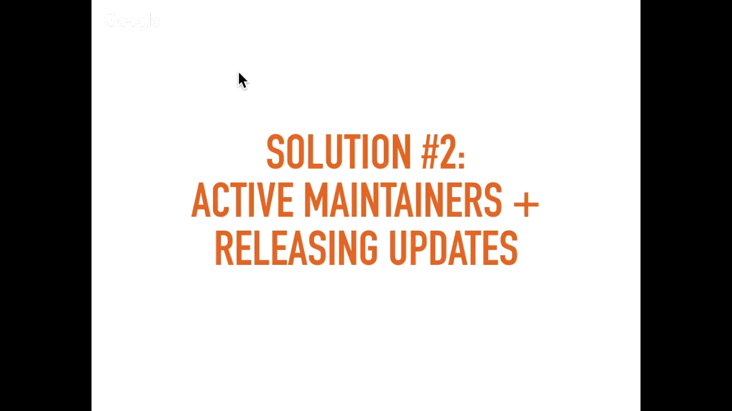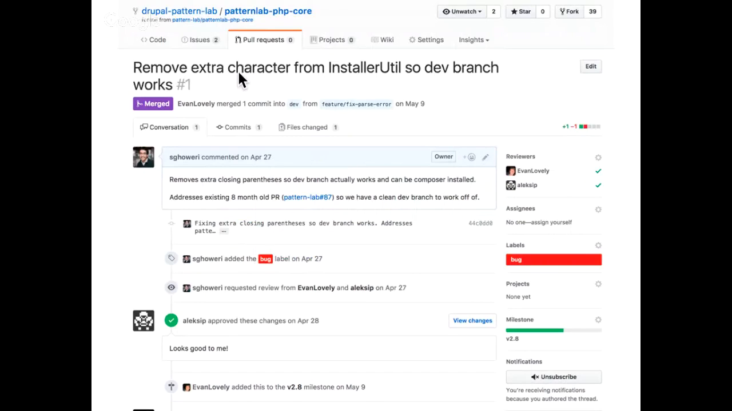Solution number 2. We now have a repo which is actively maintained and releasing updates, which is really nice. Here is possibly the single greatest pull request of all time. Pattern Lab PHP dev does not work if you try to pull it down and work on it. And the reason is that there is a single solitary character that needs to be removed. And this pull request removes that single solitary character that is breaking dev. Best pull request ever. But now you can actually do dev work.